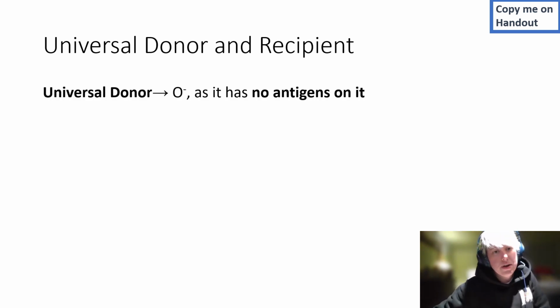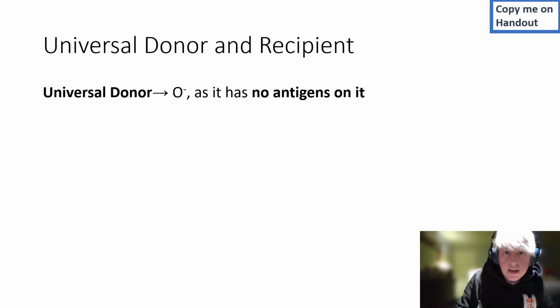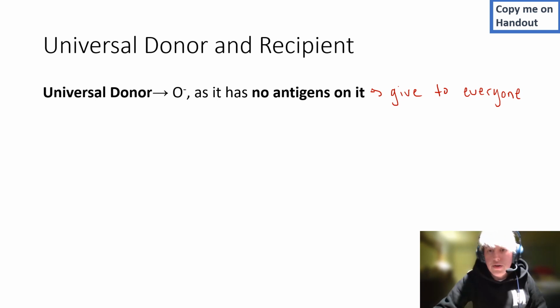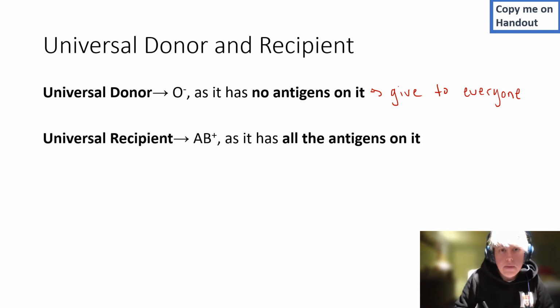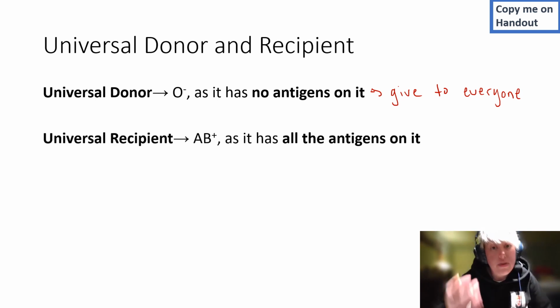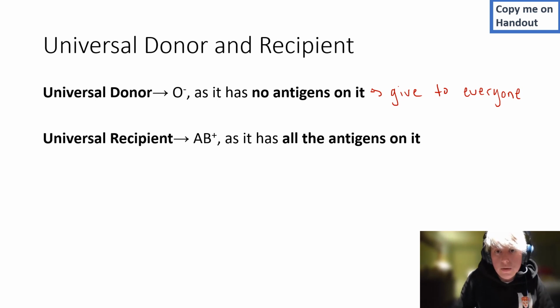So if we're looking at our definition of universal donor and universal recipient, our universal donor is O negative. It has no blood antigens on it, so it can give to everyone. And our universal recipient is AB positive, since it has all three of the blood antigens on it, so that means it can receive all blood types.